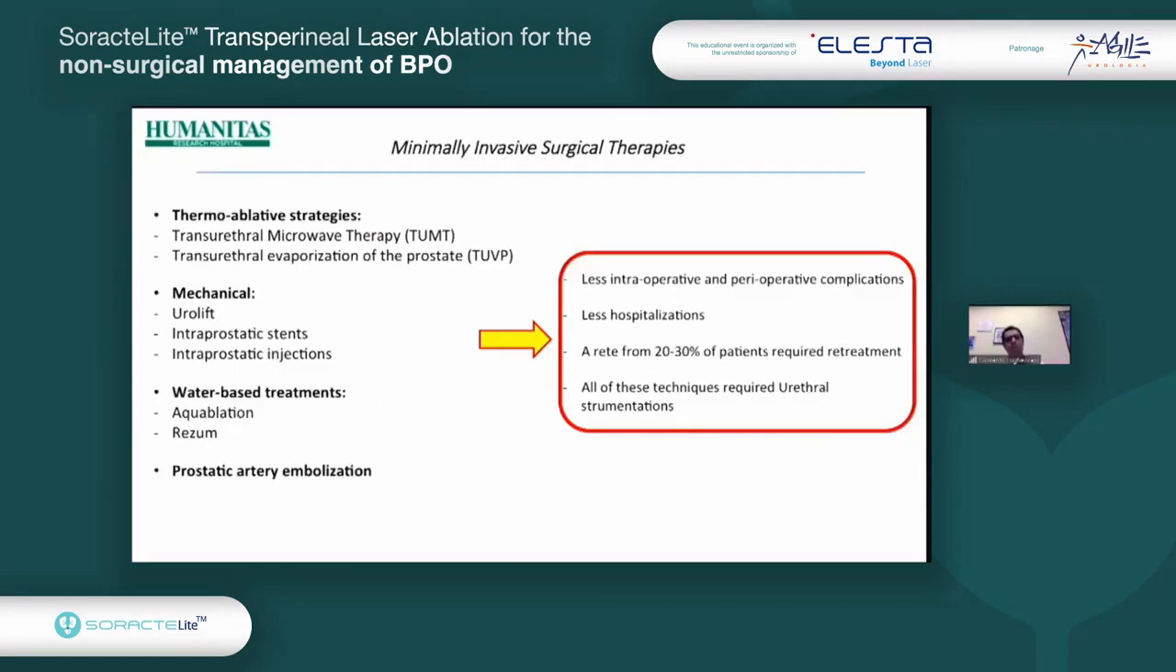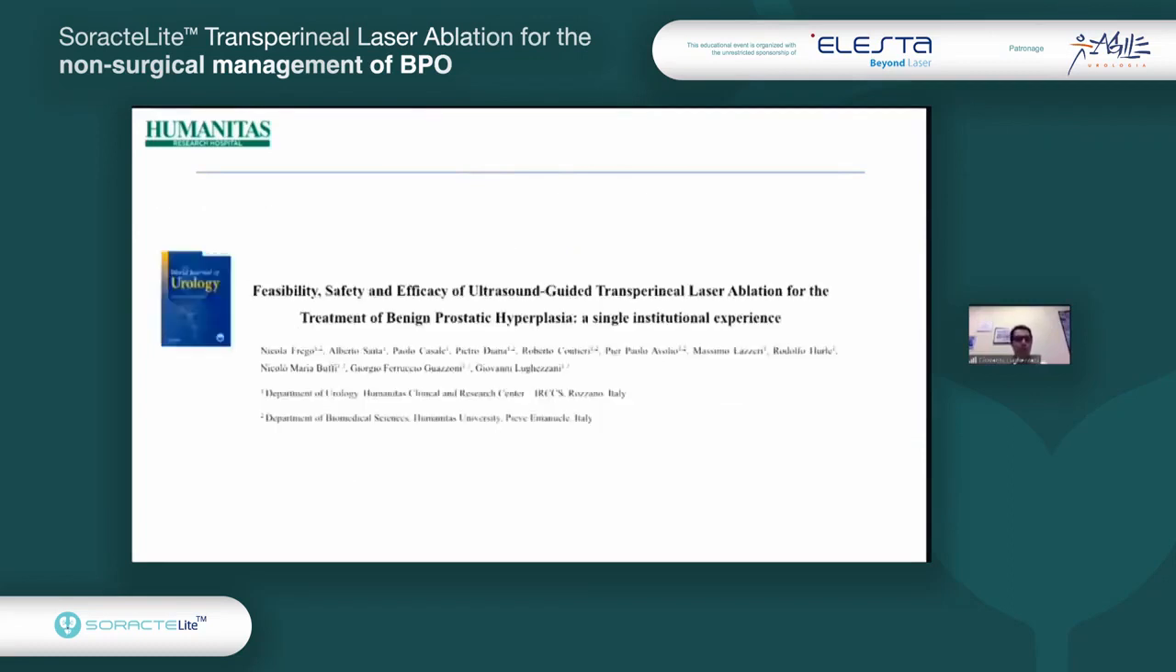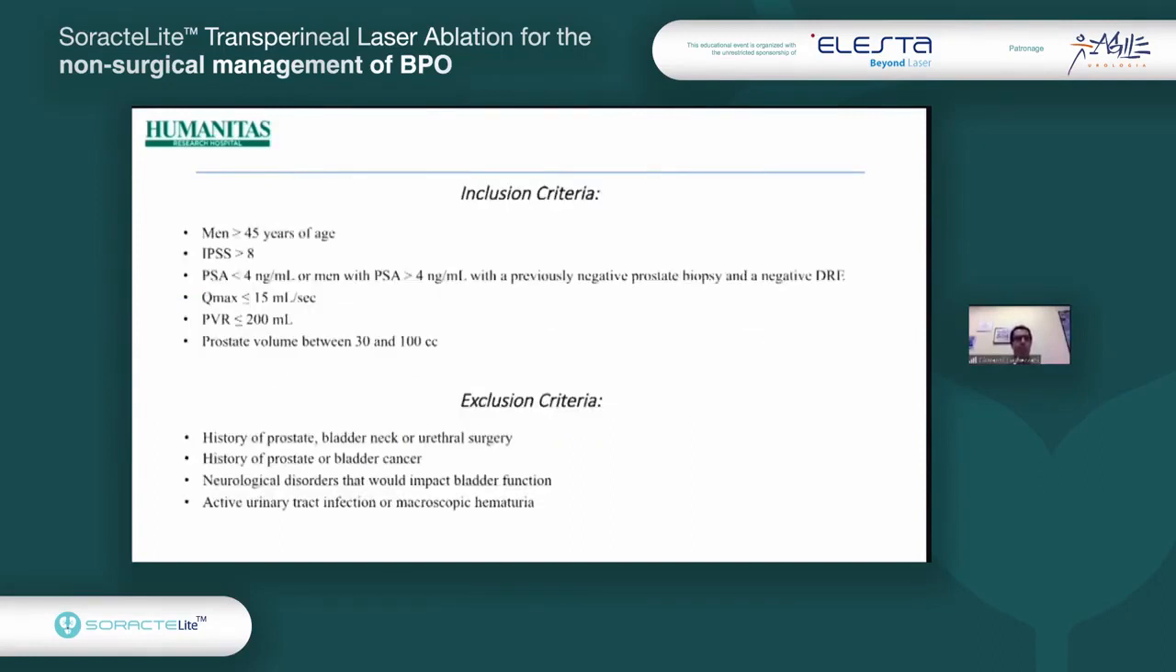However, we must keep in mind that most of these attractive therapies need urethral instrumentation and carry potential complications related to this instrumentation. So we're talking about our experience. We performed this prospective observational study to assess the feasibility and efficacy of transperineal laser ablation in patients with BPH.